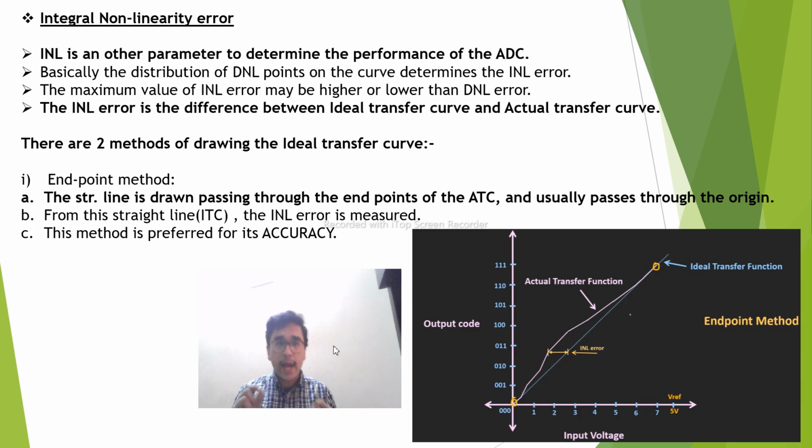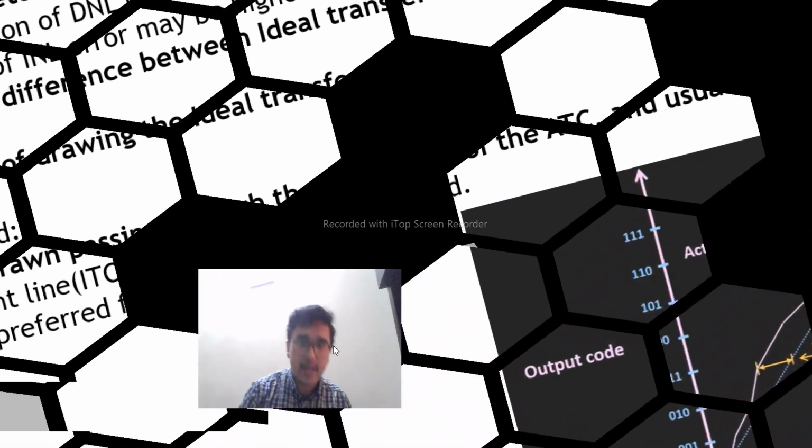Simple as that. In the endpoint method, the end points of the actual transfer curve are taken, and a line is drawn passing through those two points. And we can say that this is more accurate than the next method, that is the best fit method.